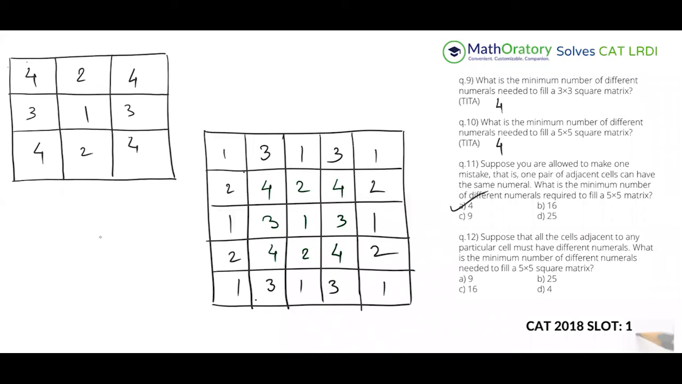And even if you think about this logically, with one mistake allowed, there are each of the numbers that has been used here. So think about this.